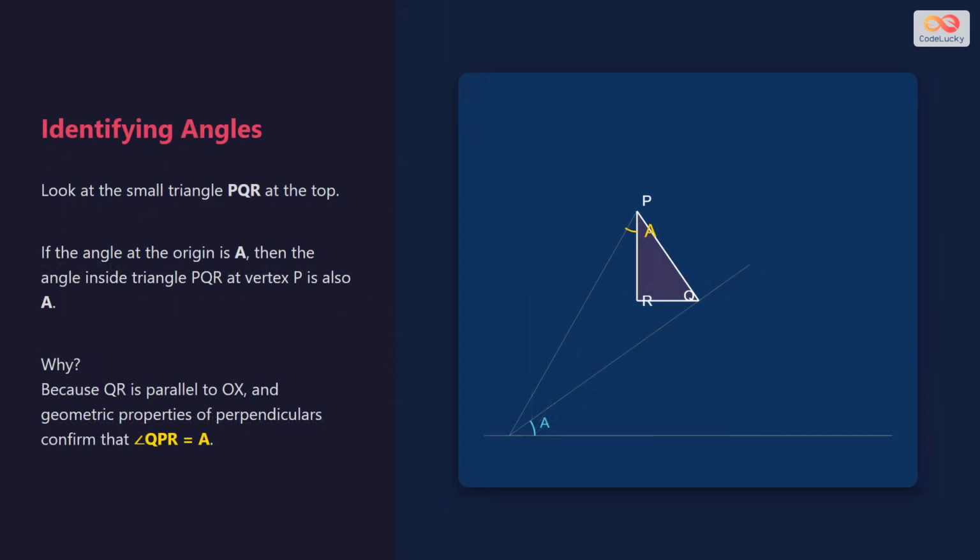This creates a small triangle, PQR, at the very top. An interesting geometric property is that the angle inside this small triangle at vertex P is actually equal to our original angle, A. This is crucial for our derivation.